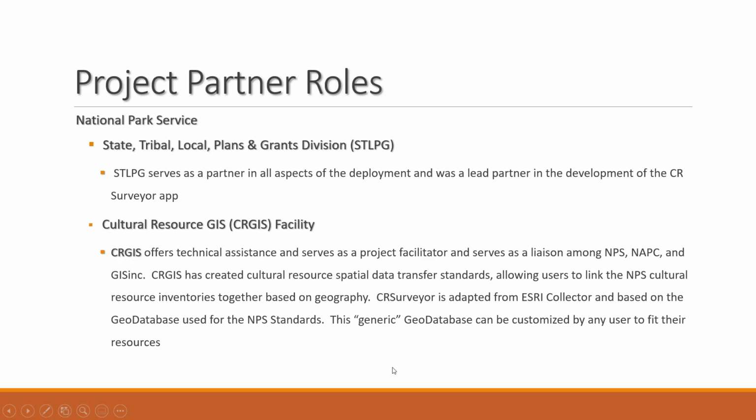The National Park Service. The National Park Service has been the lead and key in the development of the app from the inception of it. The two primary divisions from the National Park Service working on the project: first is the State, Tribal, Local Plans and Grants Division, or STLPG, as they call themselves. They serve as a partner in all aspects of deployment, and again, they're a lead partner in the development of the CRSurveyor app.